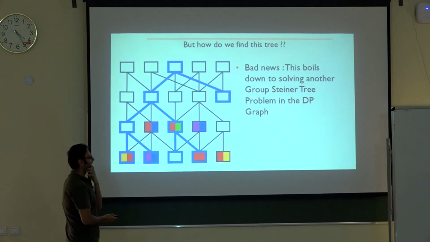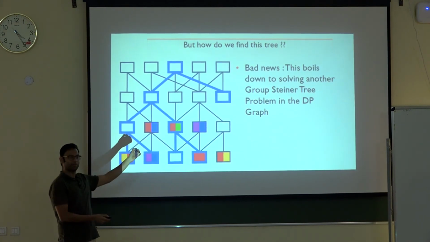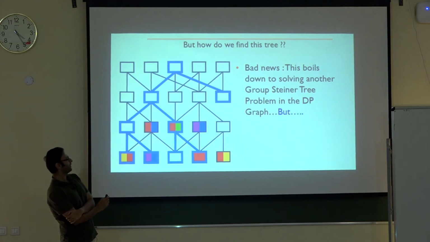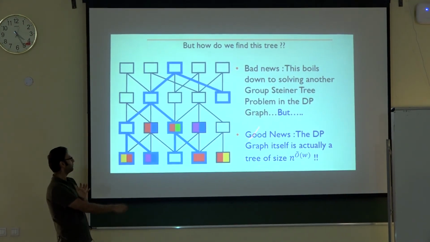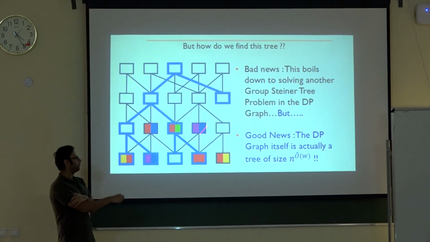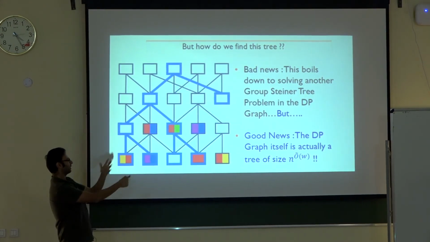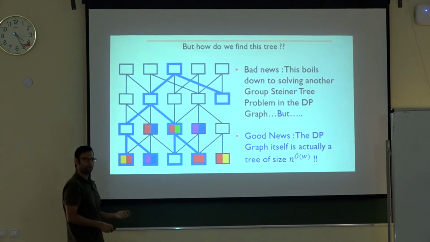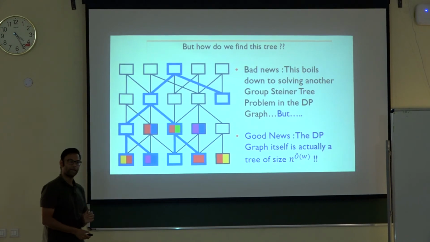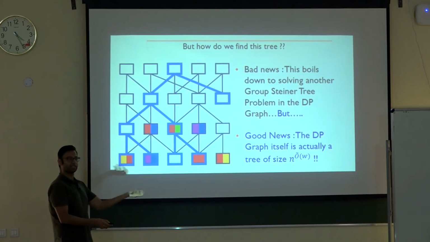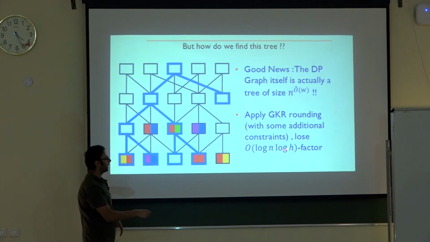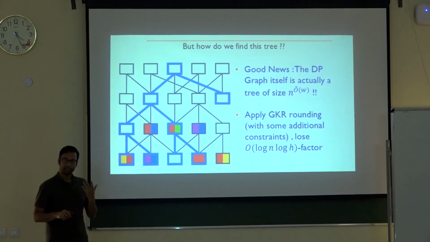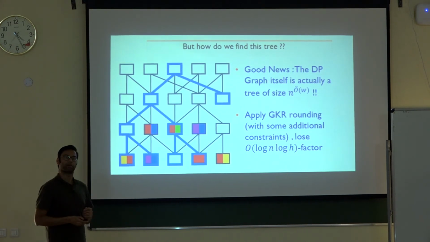Well, not quite. The bad news is that if I take this approach, I have to solve the GST problem. But the good news is that the DP graph is actually a tree. I will not go into the details, but this dynamic program graph which I have been showing can actually be folded into a tree of size roughly n to the power of order treewidth. So now I just solve the GST problem with these as my terminal nodes on a tree graph using GKR. Remember, GKR gives me a log n times log h approximation on the tree graph. So if you just apply GKR rounding on this huge blown-up tree, then you get a log n log h approximation to your original problem. Okay.